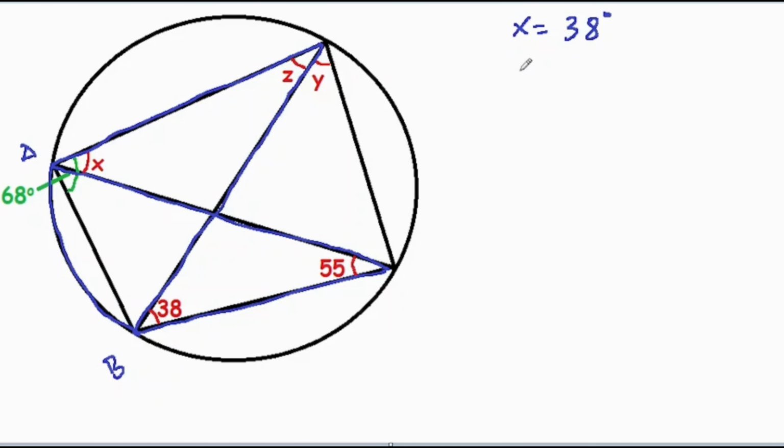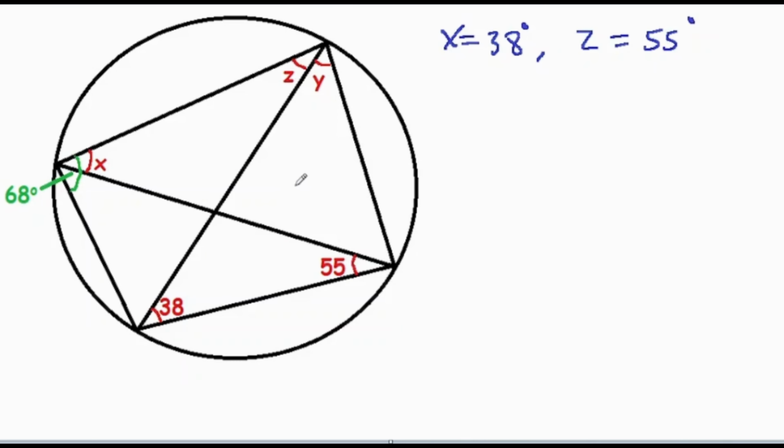So here now we can say that Z is equal to 55 degrees, because angles subtended by the same arc in the same segment are equal. Now let us attempt to find angle Y. Which arc is subtending angle Y? It's this arc. Follow my blue ink. Let's label this arc AB.